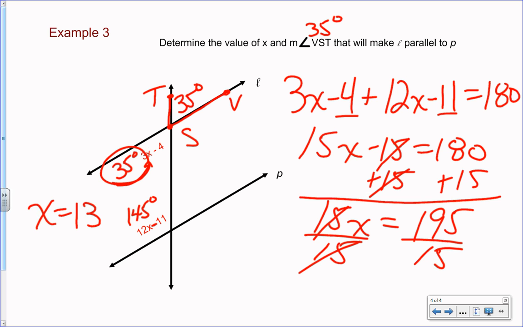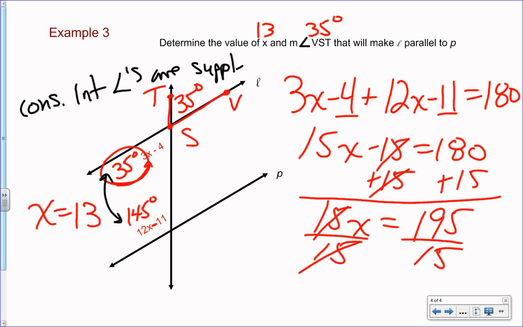And what was x? Or just x was 13, right? So there we go. And what would be the postulate this time? Well, I'm just saying for this one. Yeah, consecutive interior angles are supplementary.